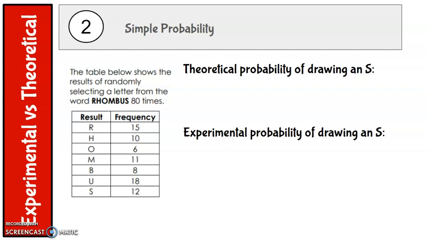The theoretical probability of drawing an S is 1 out of 7. There are 7 letters in rhombus, and there's only one that's S. So in theory, you would think you would pick it 1 out of every 7 times. But what actually happens is out of 80 times, the probability of drawing an S was 12 out of 80 because they drew it 12 out of the 80 times.